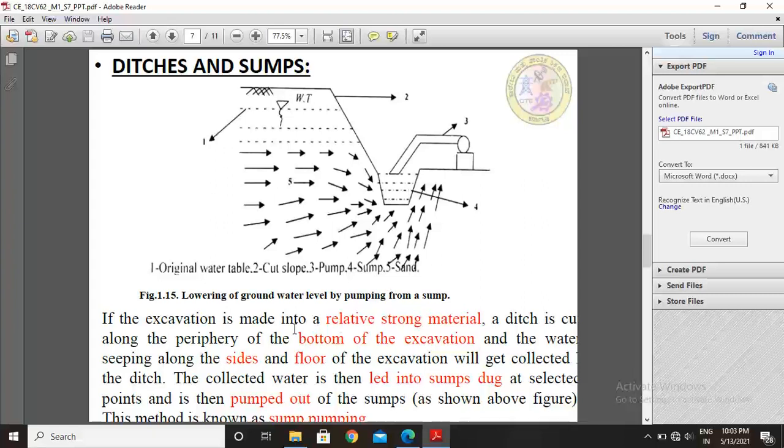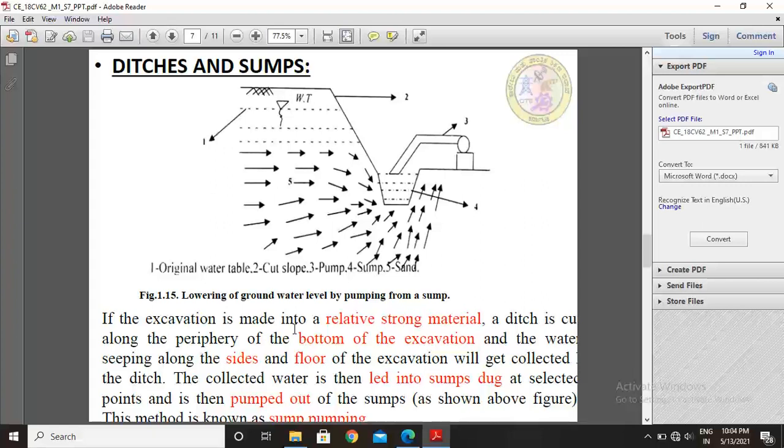If the excavation is made into a relatively strong material, a ditch is cut along the periphery of the bottom of the excavation, and the water seeping along the sides and floor of the excavation will get collected in the ditch. The collected water is then led into sumps dug at selected points and is then pumped out of the sumps as shown in the above figure. This method is known as sump pumping. Okay.